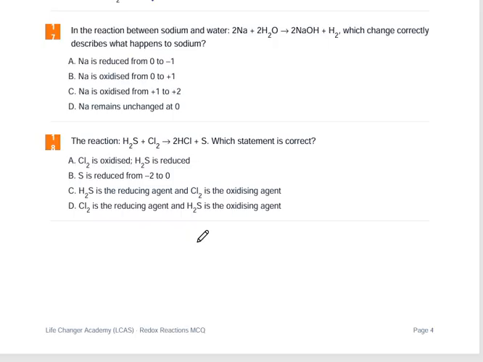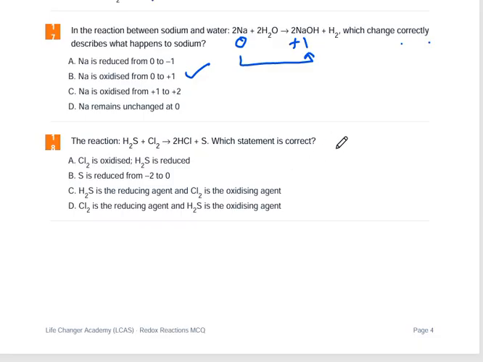Very interesting questions. And now in this one, it says, in the reaction between sodium and water, which change correctly describes what happens to sodium? Very simple. Here sodium is not combined, it's in its free state, so the oxidation number is 0. Here sodium is combined, the oxidation number is +1. So the change is from 0 to +1. The answer is B. Sodium is oxidized from 0 to +1. So that's the answer.